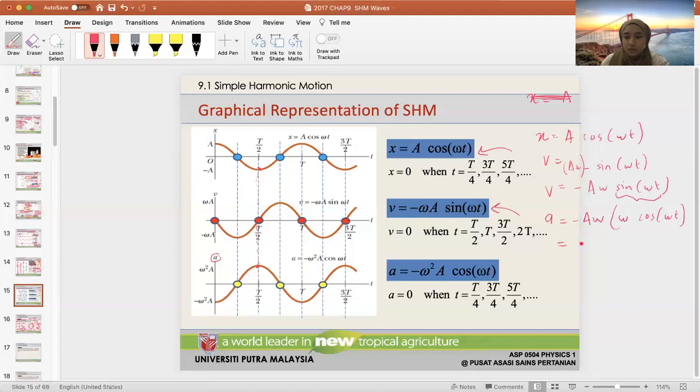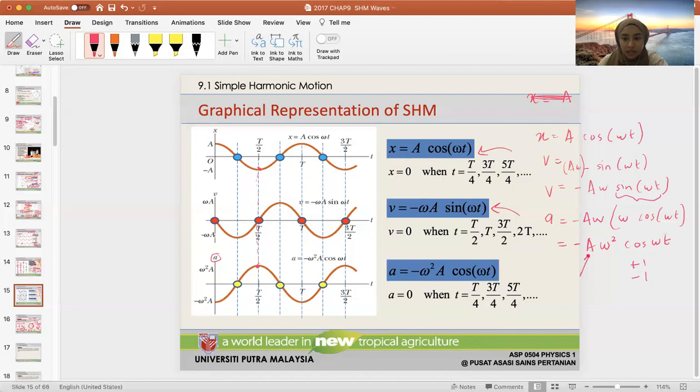So now your equation becomes minus A omega squared cosine omega t, right? And you know that cosine goes from +1 to -1. That's the maximum value, kan? Cosine, the amplitude goes from positive, negative, positive, negative because it's sinusoidal. So the maximum value that cosine should be is -1 so that acceleration becomes a positive value.